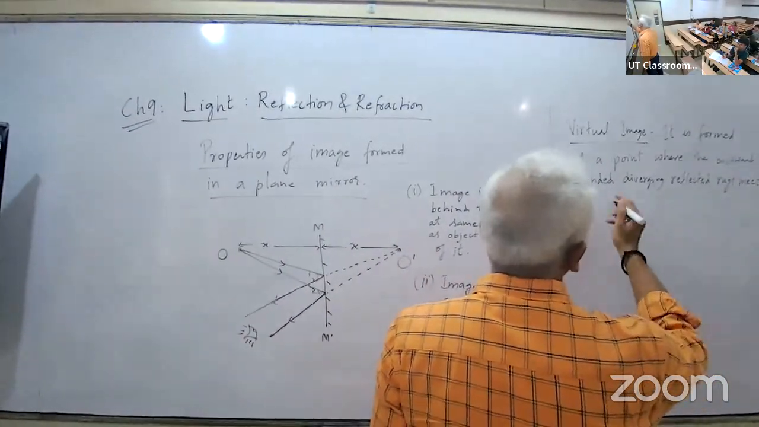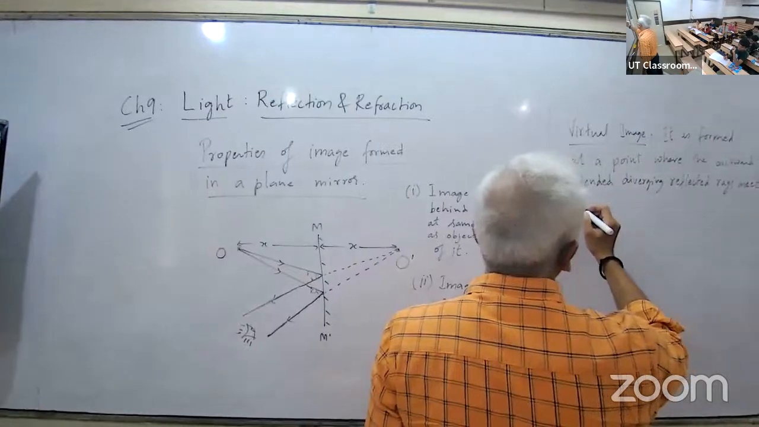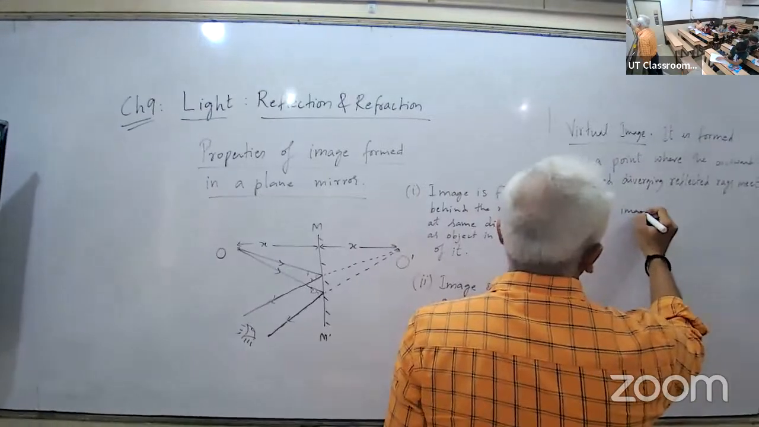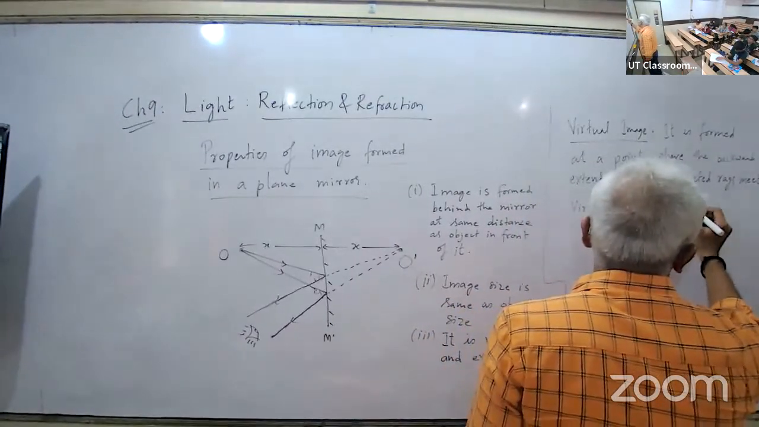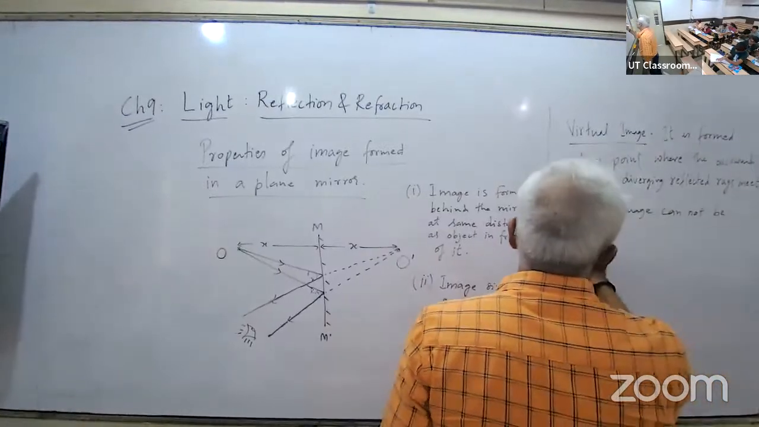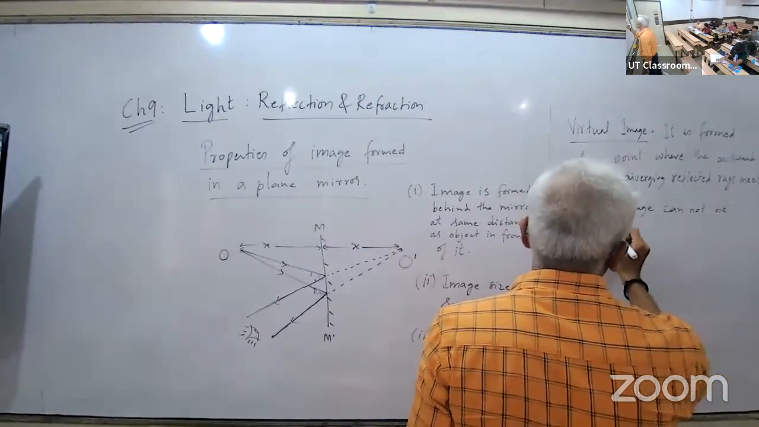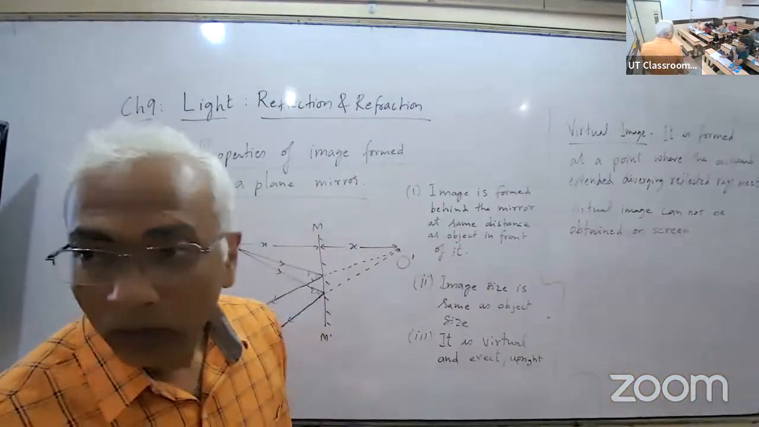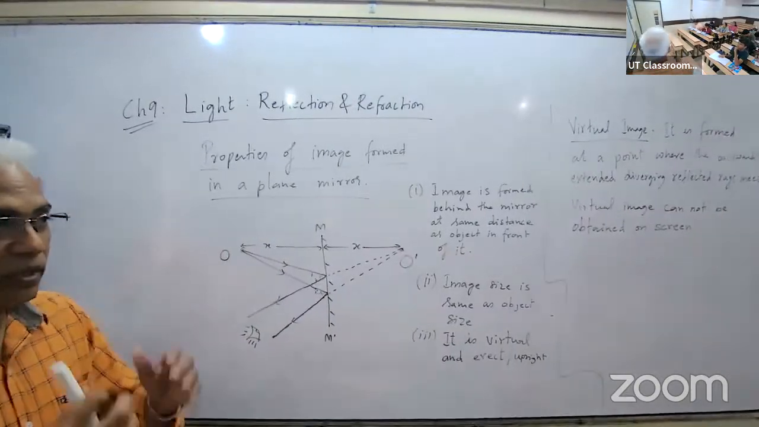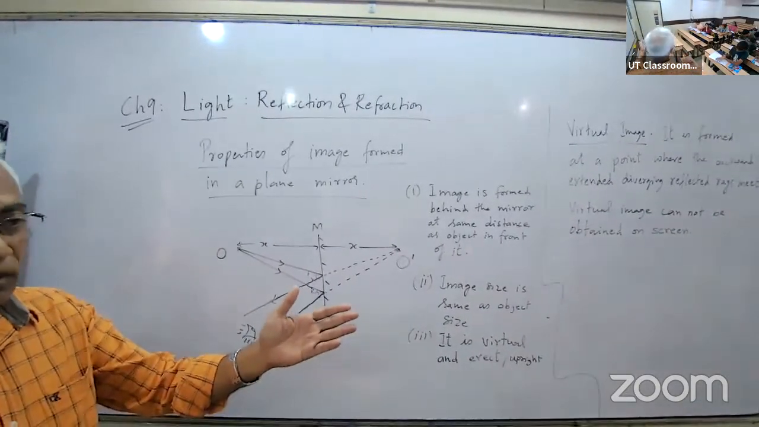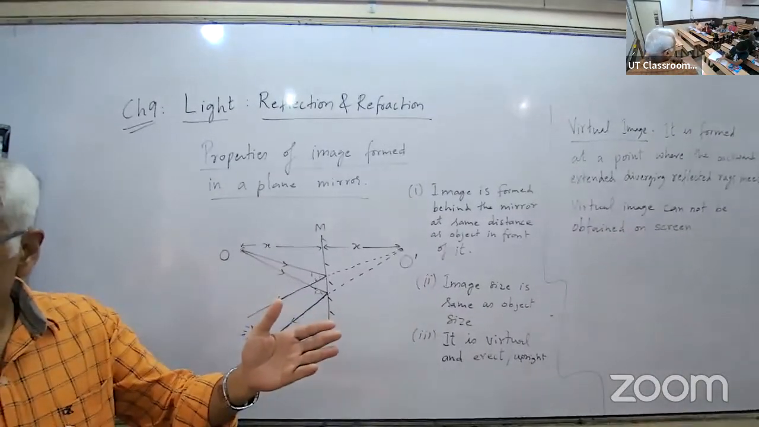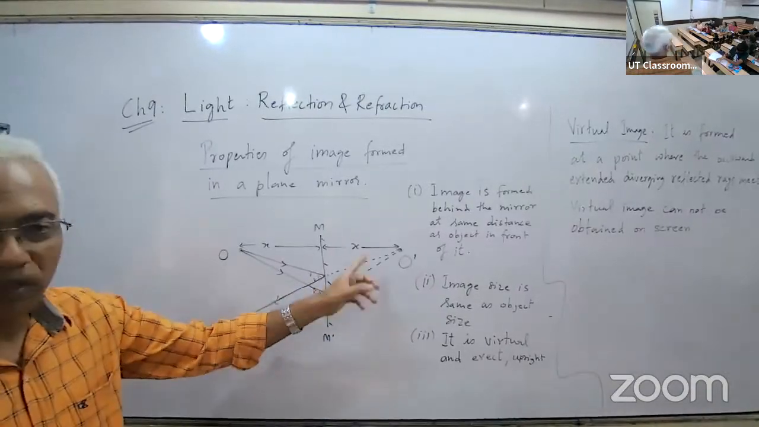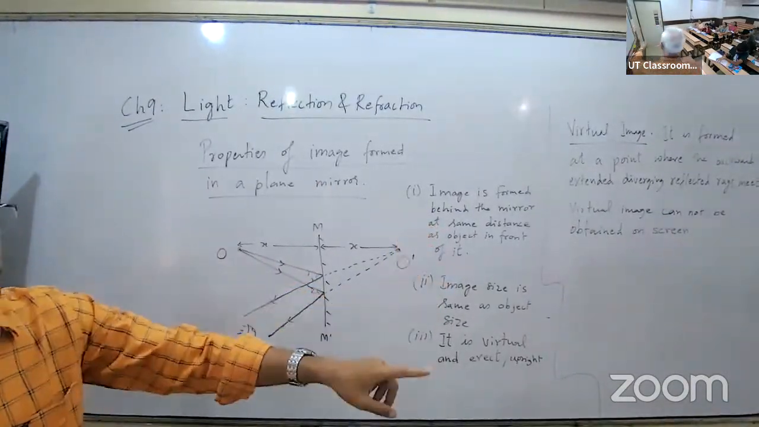Acha. One more thing is, this type of image cannot be obtained on screen. Virtual image cannot be obtained on screen. Okay? Like, suppose you are looking yourself in a mirror, you can see yourself. If you send your brother behind the mirror, will he see you? No. So that means if you keep any screen, you won't be able to produce this virtual image on the screen. Okay? So this is the second property.